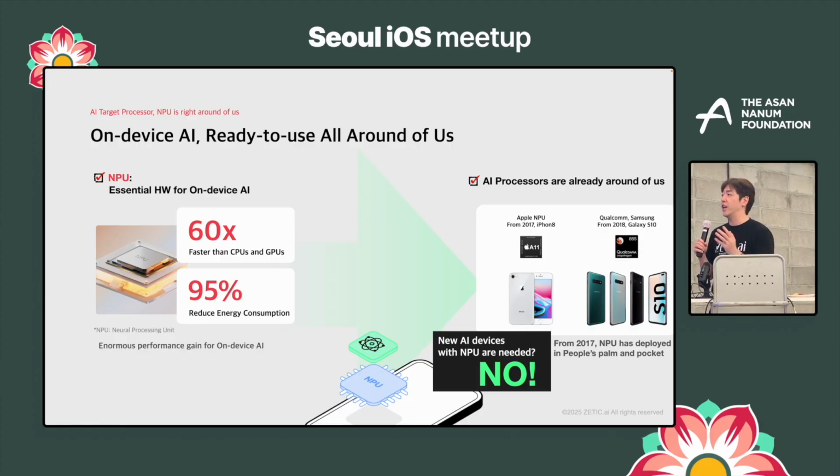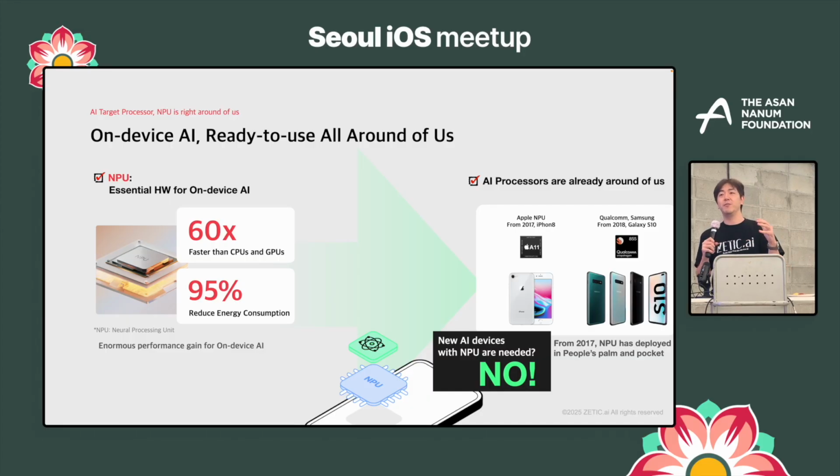In this background, the NPU, which is the neural processing unit, came out to the world. The NPU is literally an accelerated neural network. We used to say NPU is an AI-targeted processor. It runs 60 times faster for AI services than traditional CPUs and GPUs. Plus that, it reduces enormous energy consumption, almost up to 95%.